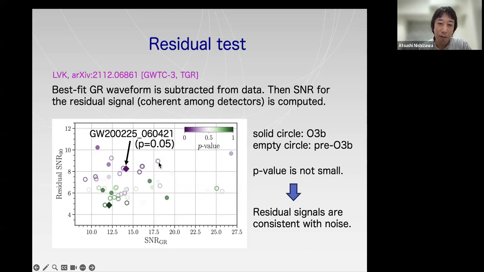And the smallest p-value is this one. In this case, the original SNR is about 14, and the residual SNR is 8. But the p-value is 0.05, so this is not so significant. So we consider that this one is caused by noise.